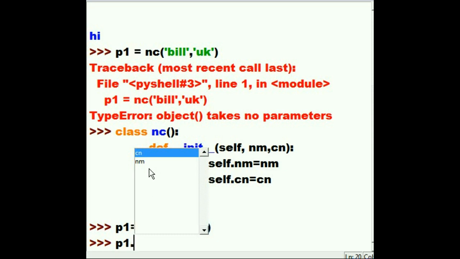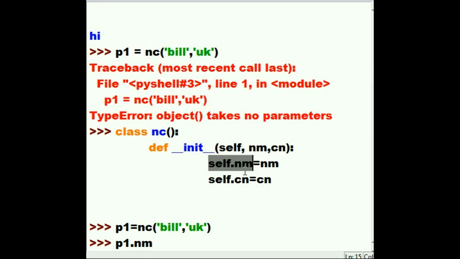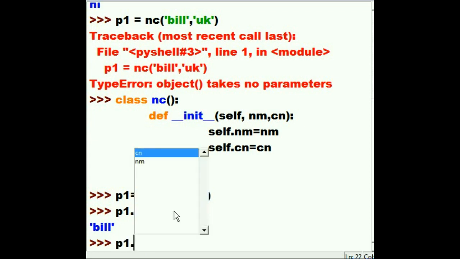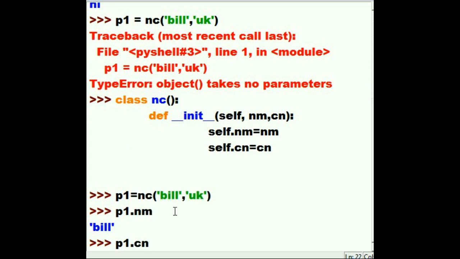What is in P1? Well, I can get the name. So hit the tab key twice, and now I'm going to hit the enter key because this variable isn't a function, it's a variable. So I'm not going to include parentheses there. So I P1.name, and I get Bill. Wow. P1.cn, and I should get UK.